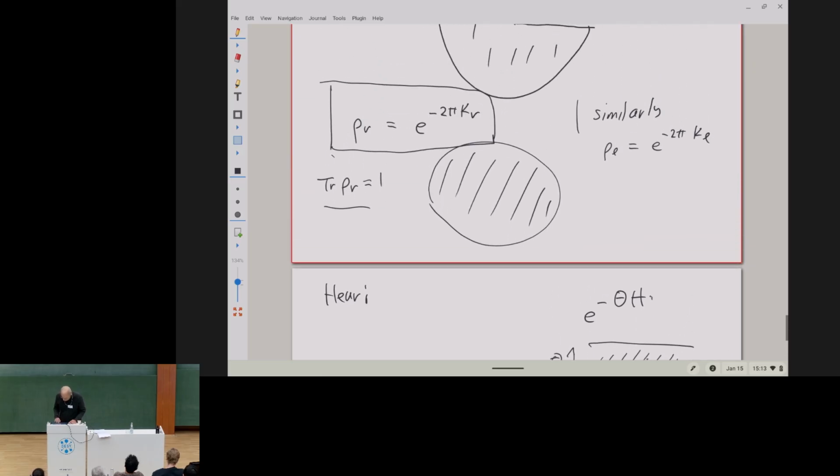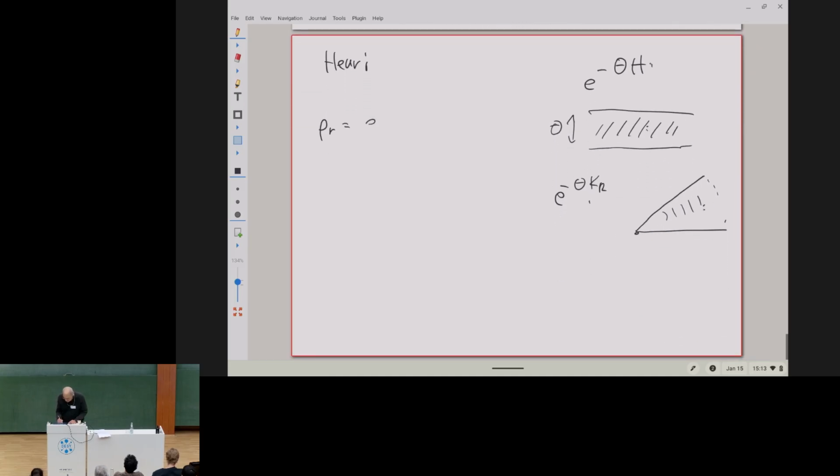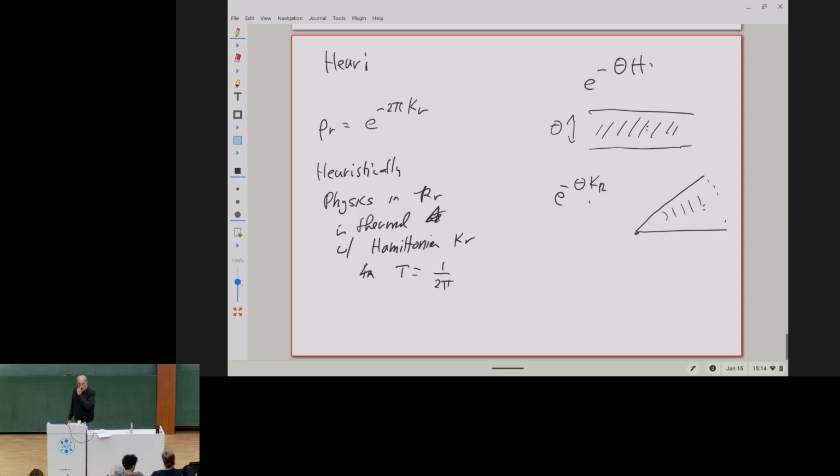I forget where we were. Okay. So we had concluded that the density matrix of the right Rindler wedge was e to the minus 2 pi K_R. And heuristically, that means that physics in the right Rindler wedge is thermal. Well, it's thermal with Hamiltonian K_R and temperature 1 over 2 pi. So this is a thermal density matrix if K_R is understood as a Hamiltonian and 1 over 2 pi is the temperature. Now you could ask, well, since K_R is a slightly weird Hamiltonian, what it looks like.